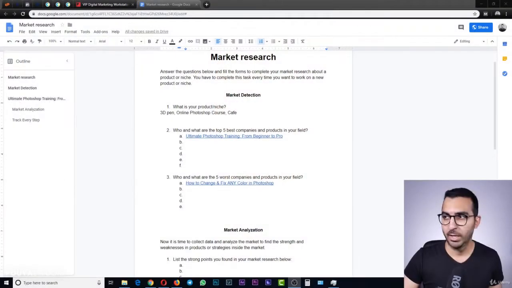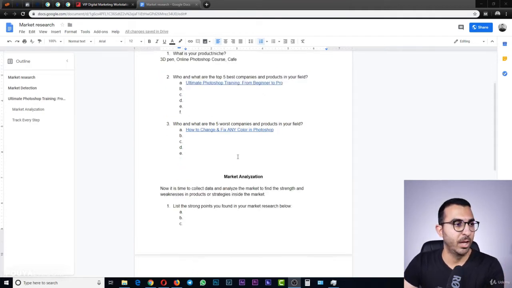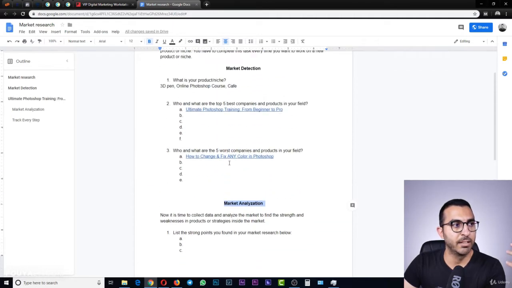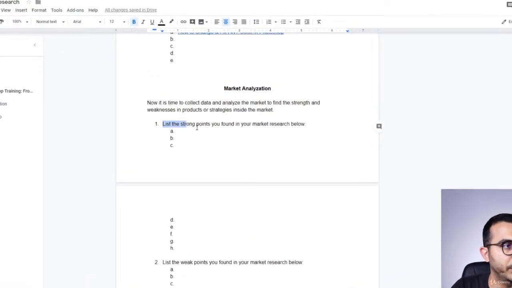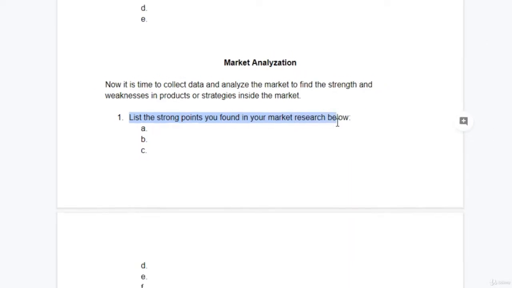So in this part, we have to analyze the information that we have found on the previous lecture. On the previous part, we have found one example for the good companies or good products and one bad example for bad products. Now, on this part, we have to analyze and find what good and bad things exist in these examples. So on the first part, we have to list the strong points you find in your market research below.